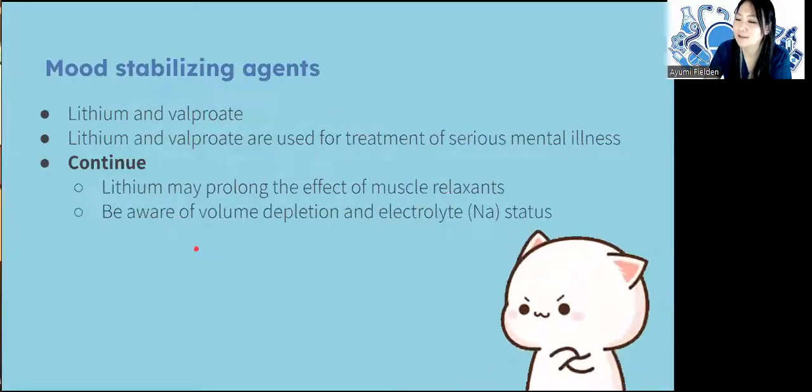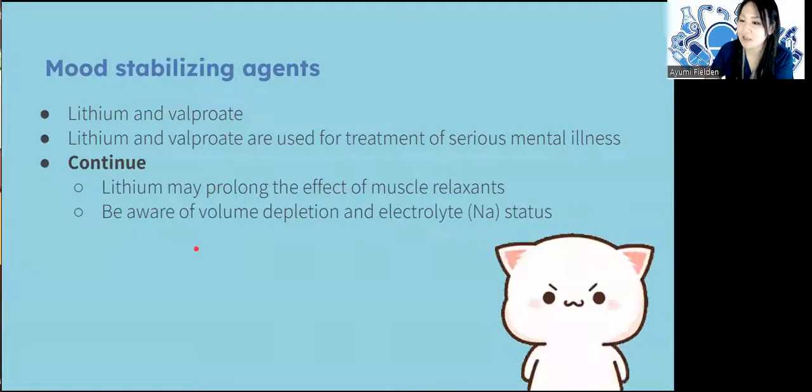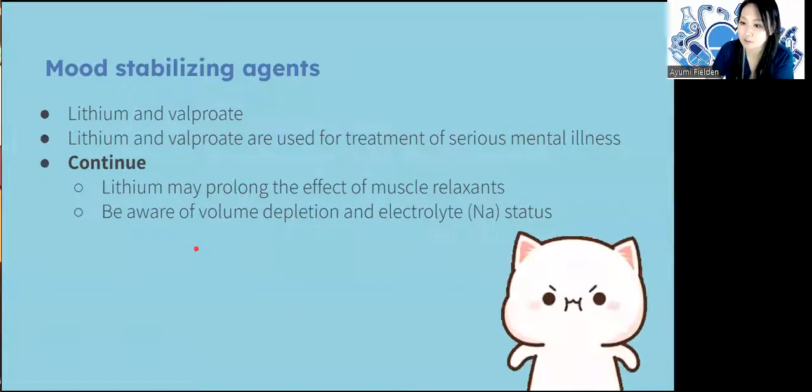What about mood stabilizing agents like your lithium? Lithium is already tricky to make sure you're in a therapeutic range, right? So we ask them to continue taking the medication. Lithium can prolong the effect of muscle relaxant. So that's something you need to be aware of. So if the patient was intubated, they had a muscle relaxant, their effect might be prolonged, even if we reverse them. So really watch that too.